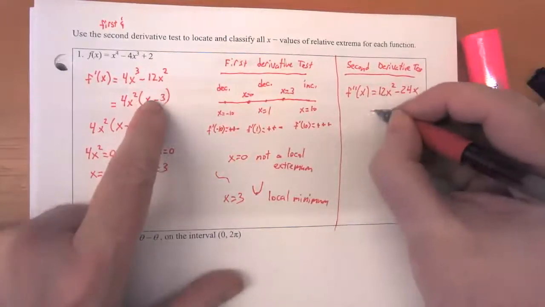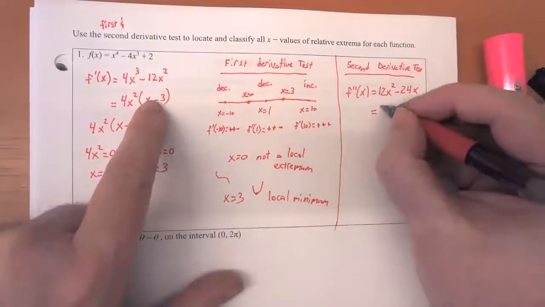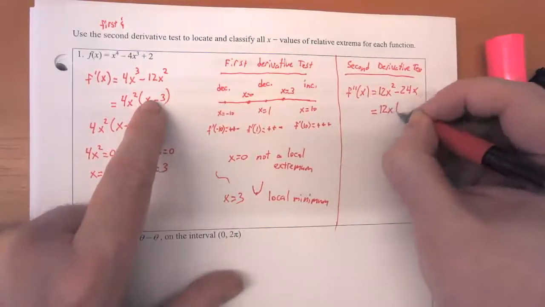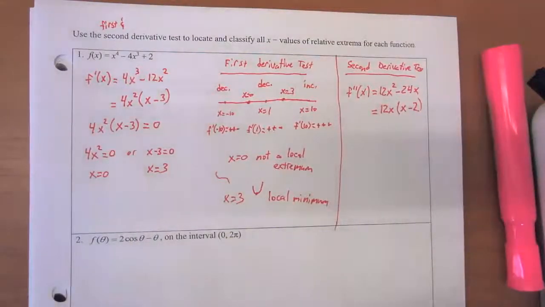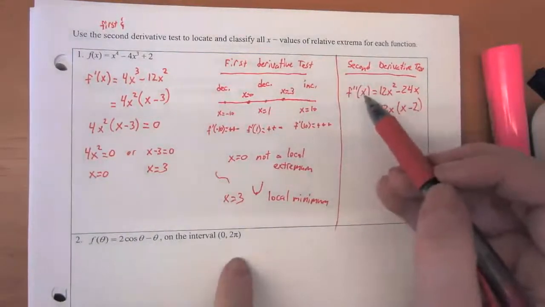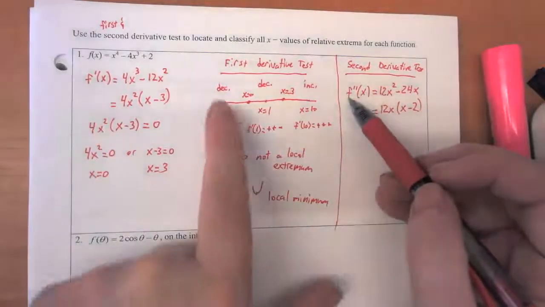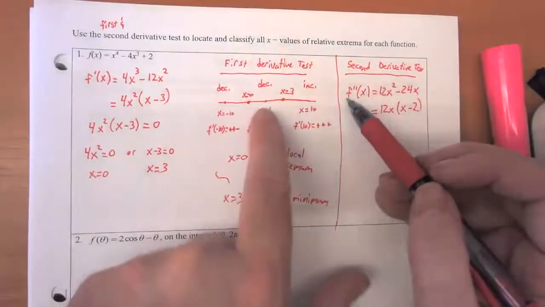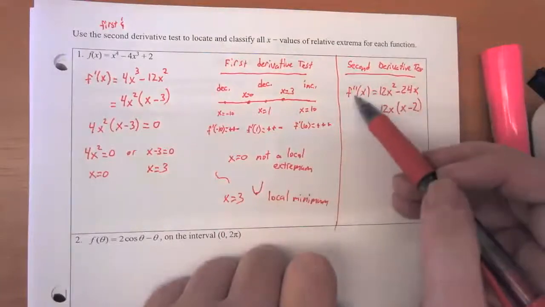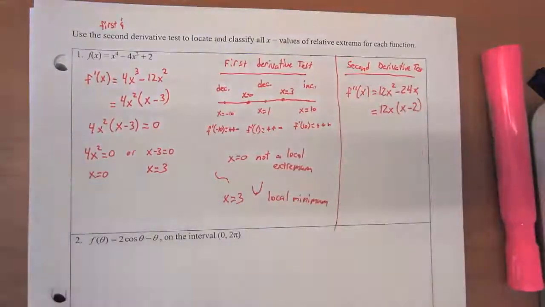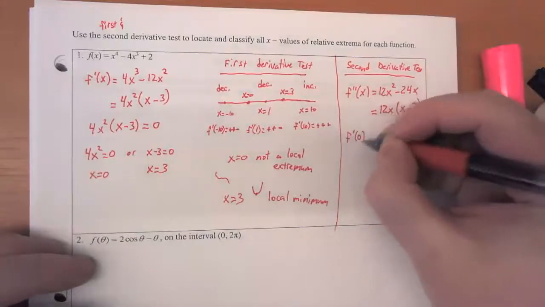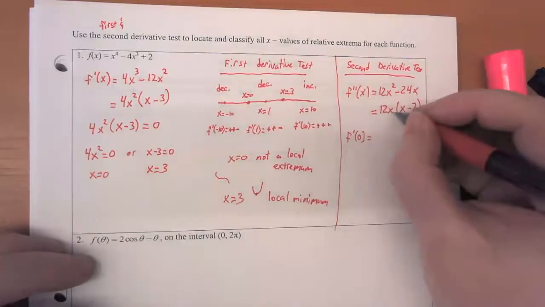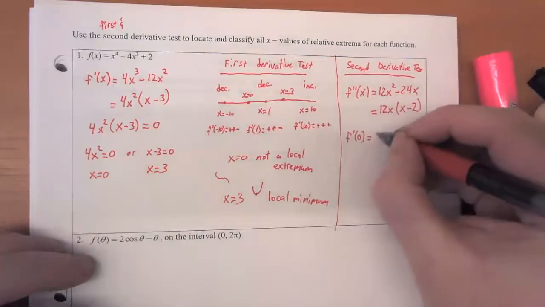And again, I'm going to factor out, this time it's 12x, and that leaves me with an x in the first term, and it leaves me with a 2 in the second term. So I am going to apply 0 and 3. I'm not picking points between the extreme points. I'm testing the candidates directly to see if the points are concave up or concave down at this point. So f prime of 0, if I put 0 in here, it's 12 times 0 times x minus 2, which is just 0.